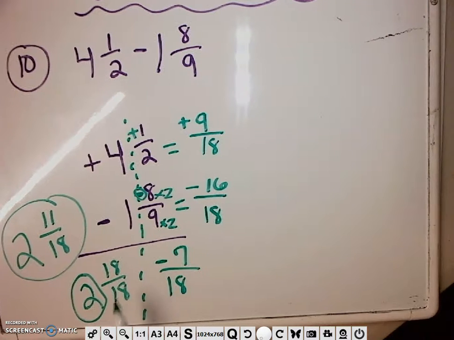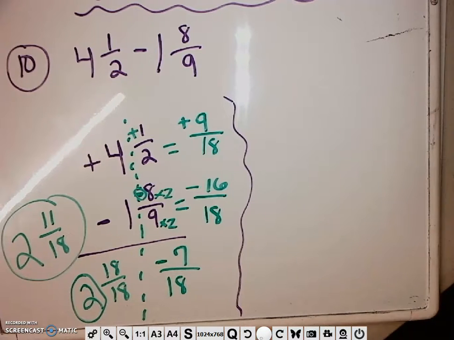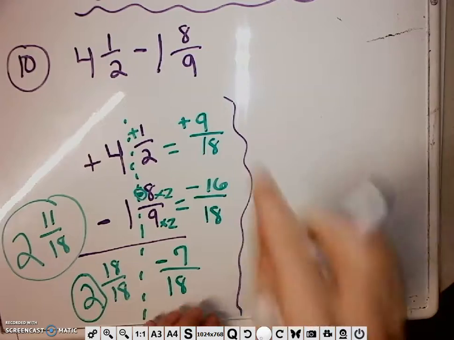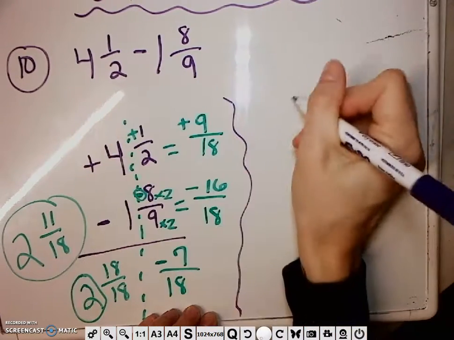Okay, again, if I have positive 3, now I'm taking away 7/18. I have to regroup 3 to 2 and 18/18 so that I have something to subtract from. If I were to do this improper, this is why the improper method works every time, because you don't have to worry about these issues. So if I write 4 and 1/2 as improper, 4 times 2 is 8, and 1 is 9/2.